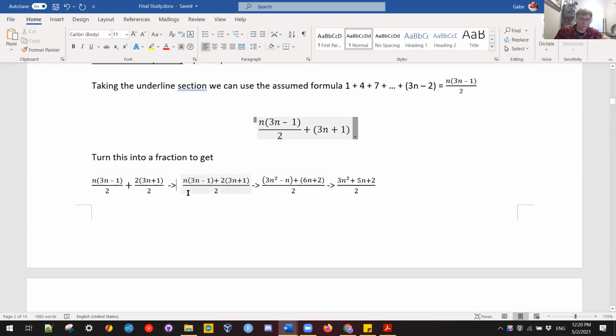No, this is going well so far. Yeah, okay, cool. I can see where you're going. Cool. So I'm just turning this into a fraction to do math stuff and combining everything. I'm smushing everything together, and that's going to give you this.